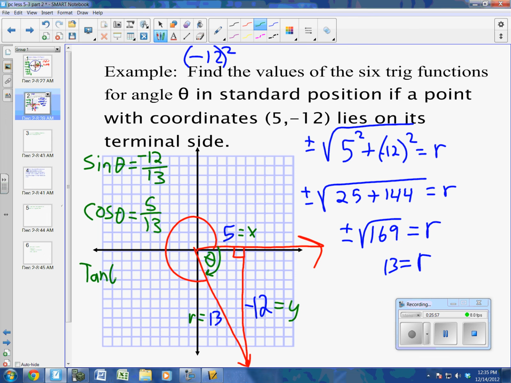Tangent. Negative 12 over 5. Why? Because it is y over x. Okay, I'm going to go with Bryce on cosecant.